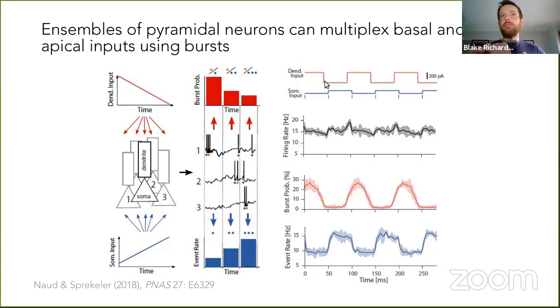So here he's introducing opposing waves to the apical dendrite and the somatic region. And the event rate of the ensemble is encoding the inputs to the soma. The burst probability of the ensemble is encoding the inputs to the dendrite. And interestingly, the firing rate just looks like a bunch of junk. So the idea here is that maybe we actually gain something by thinking not just about the firing rate of neurons, but specifically by these distinct metrics, the event rate and the burst probability across an ensemble of neurons.